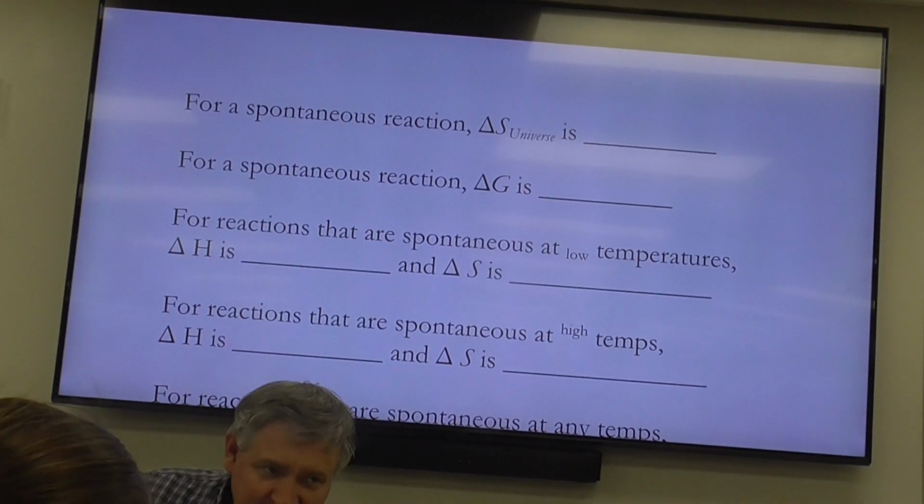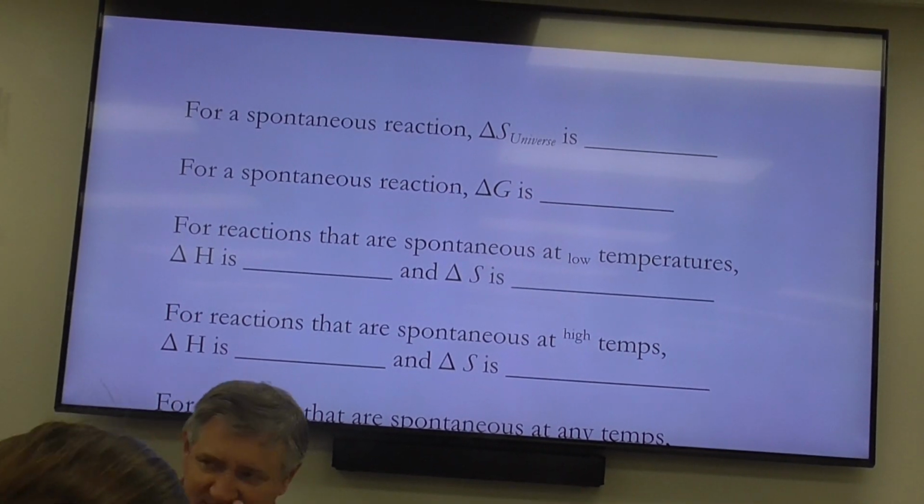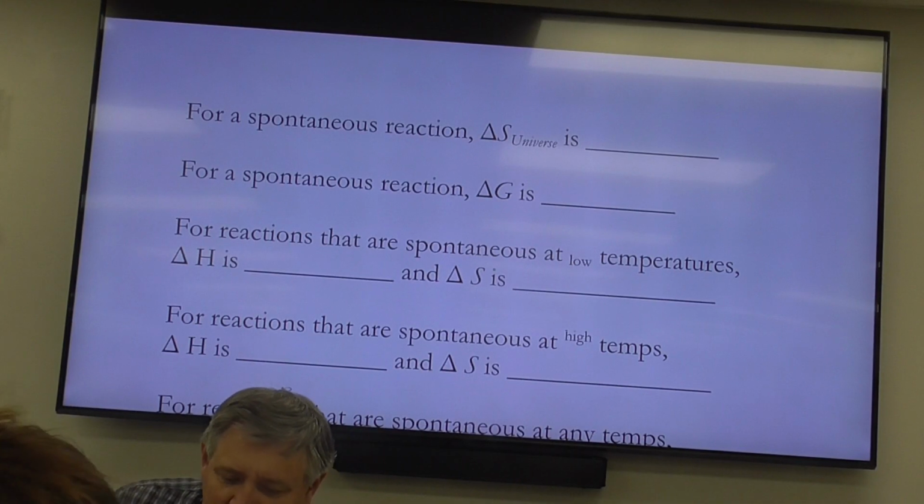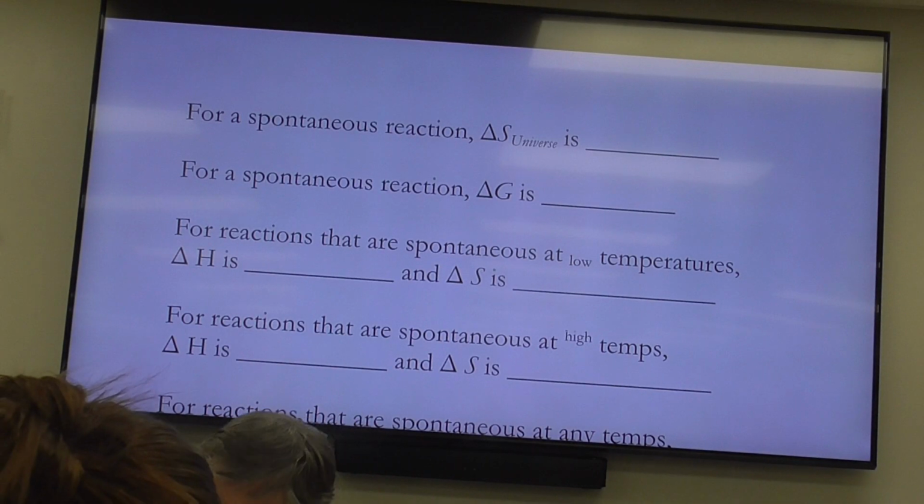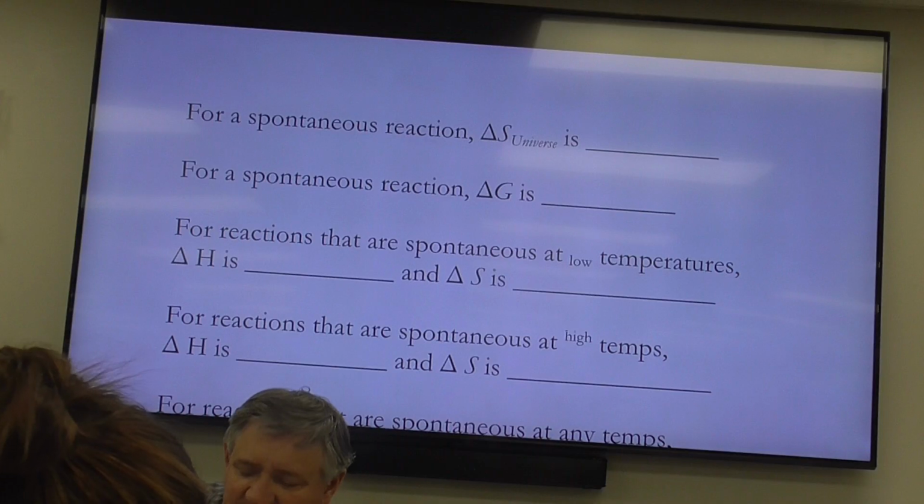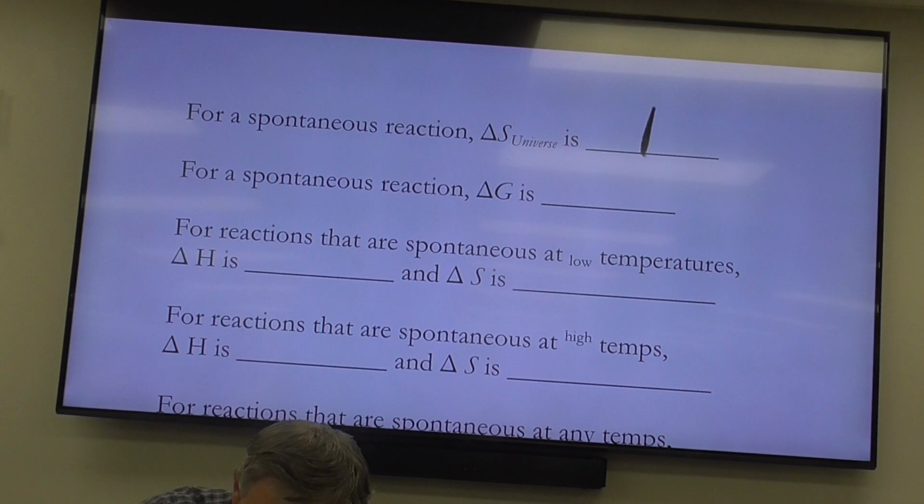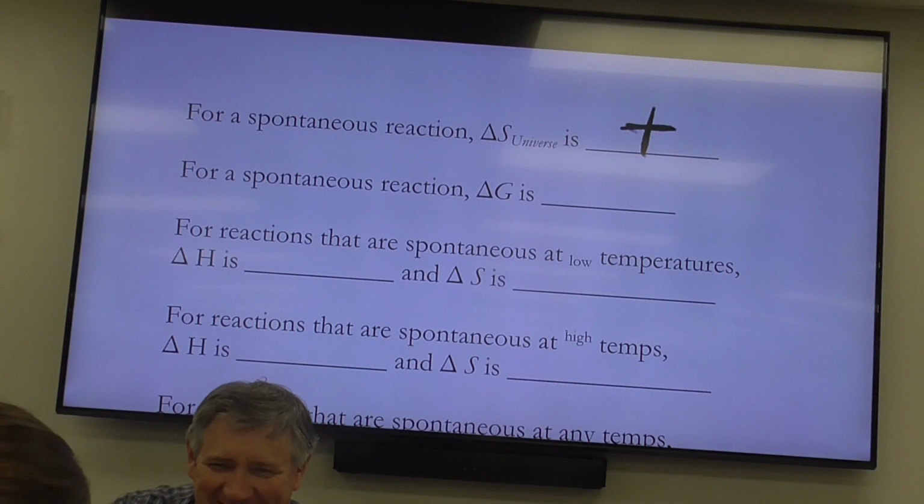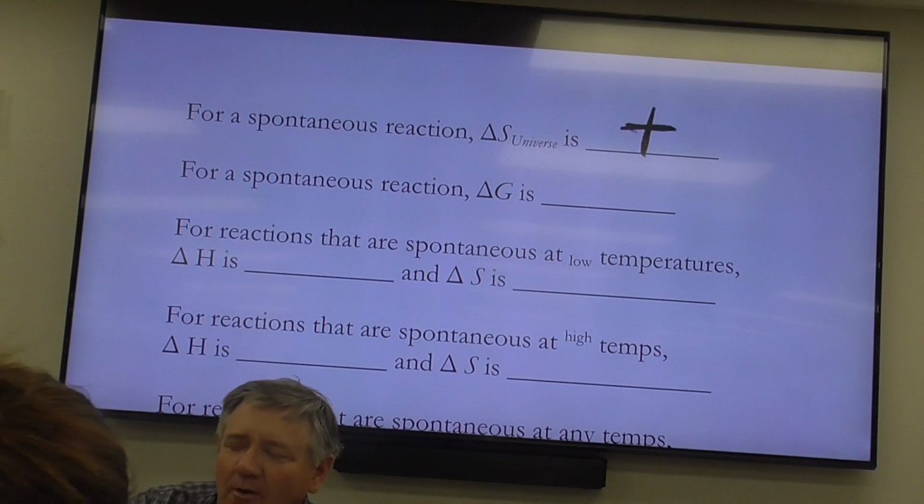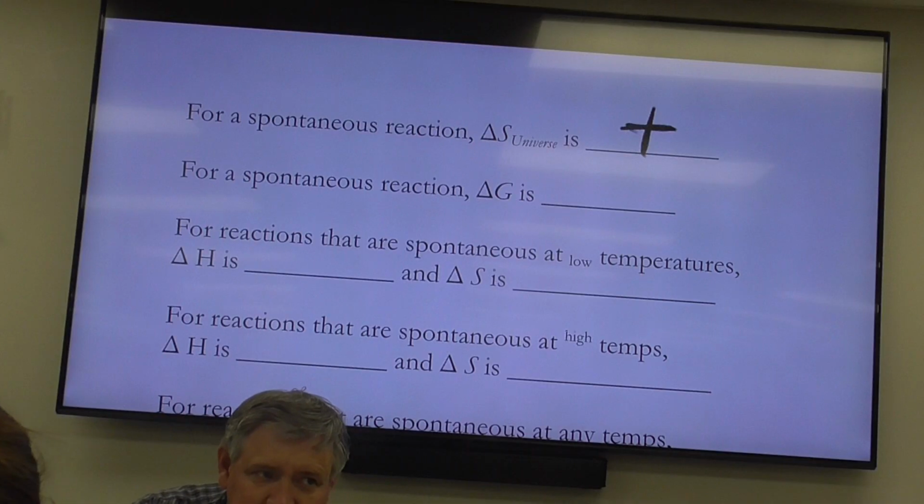So here's what we're just going to work through these four scenarios. Let's just start with the big idea. For a spontaneous reaction, what's the sign of delta S for the universe? Positive. Good. Now, what about delta G?